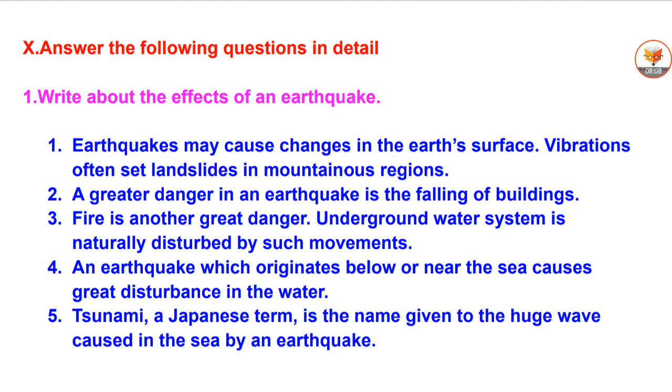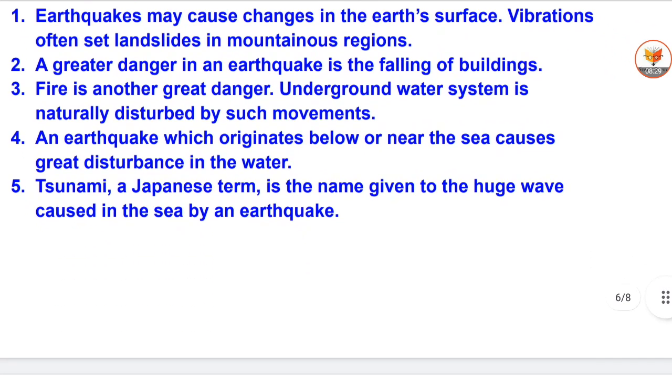3. Fire is another great danger. Underground water system is naturally disturbed by such movements. 4. An earthquake which originates below or near the sea causes great disturbance in the water. 5. Tsunami, a Japanese term, is the name given to the huge wave caused in the sea by an earthquake.